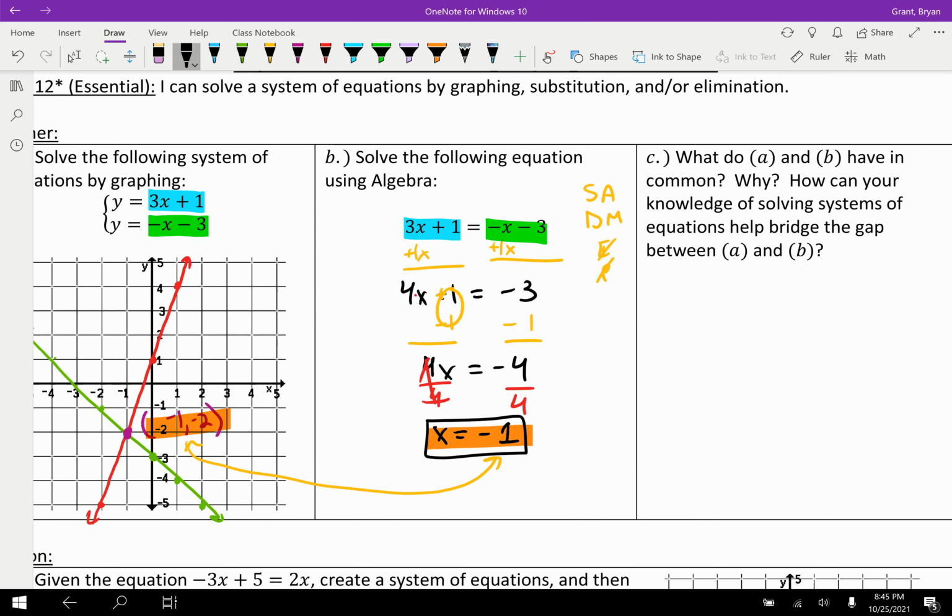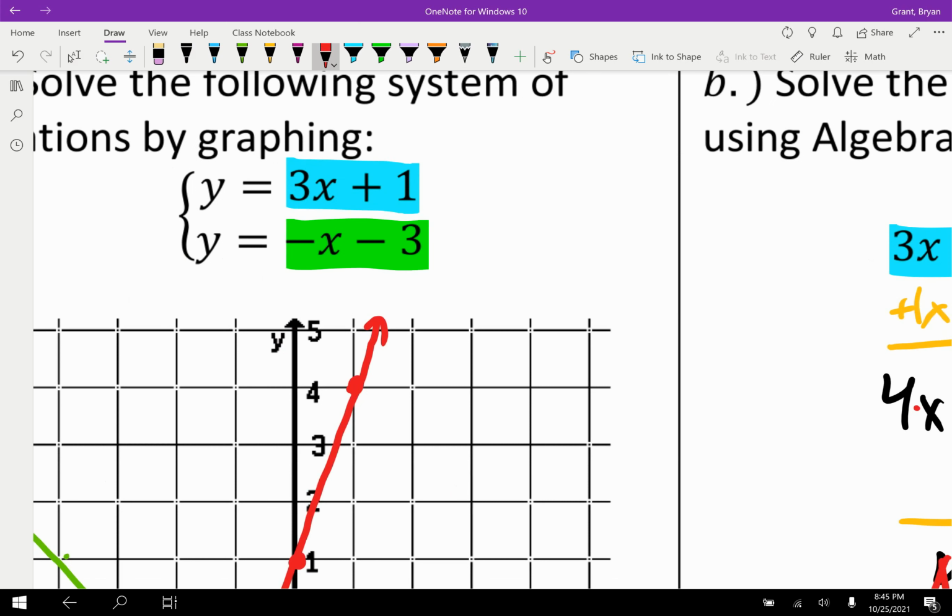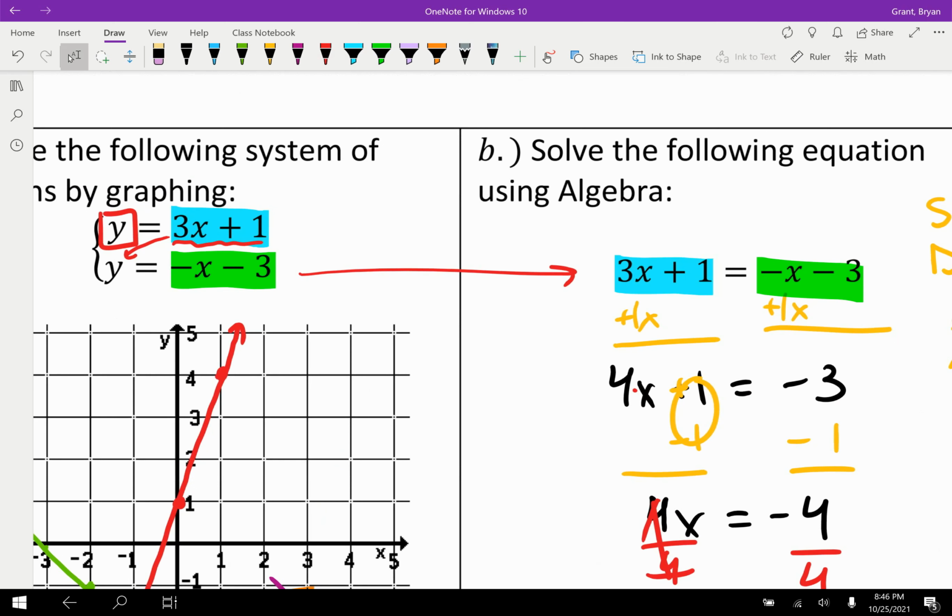Because as we learned last class in section 4.2, if you have a system of equations and one of the variables is isolated, notice y is isolated right here, then you are able to take what y equals and substitute it into the other y. And when you substitute 3x plus 1 into the other y, we get this equation to the right.